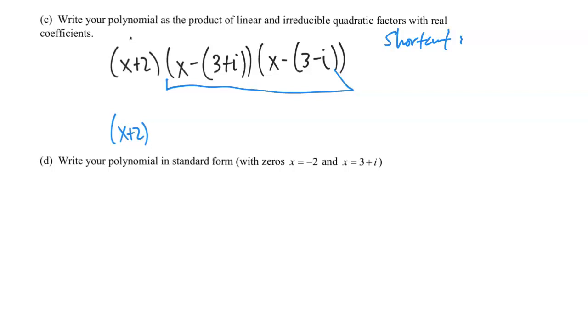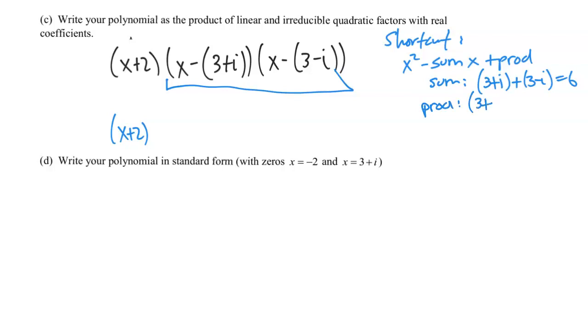And so here's what this shortcut says. It's x squared minus the sum times x plus the product. And so what we're going to do is we're going to find the sum of our 2 zeros. And so remember our 2 zeros that were imaginary were 3 plus i and 3 minus i. And so when I add those together, what I'm going to get is 6 because the i's will cancel and 3 plus 3 will give me 6. And then I'm going to multiply them.